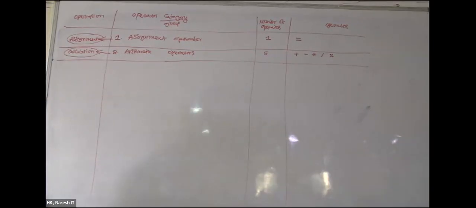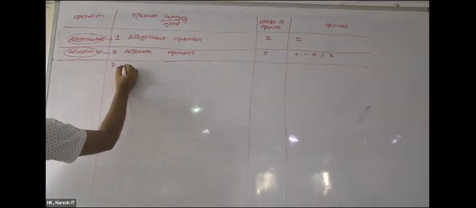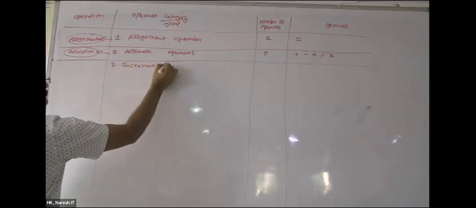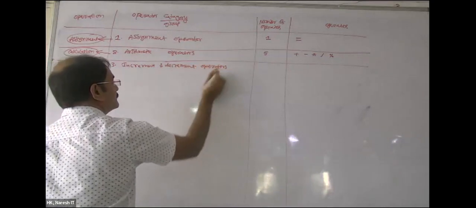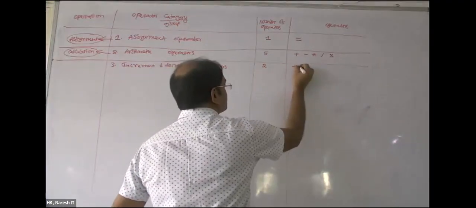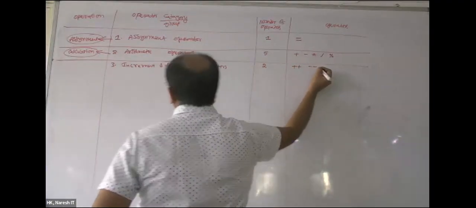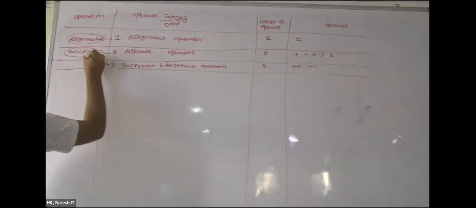All students, are you writing or copying? Third one is what? Increment and decrement operators. How many are there? 2. Plus plus, no space. Then space, minus minus. These operators are also meant for what? Calculation.